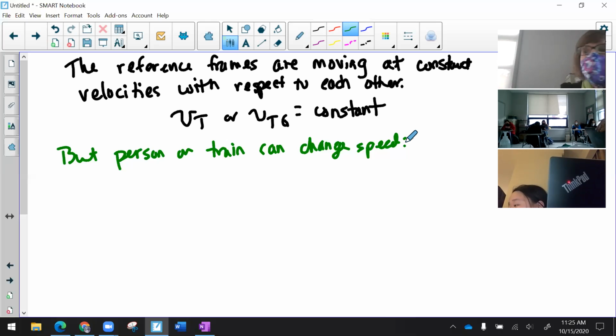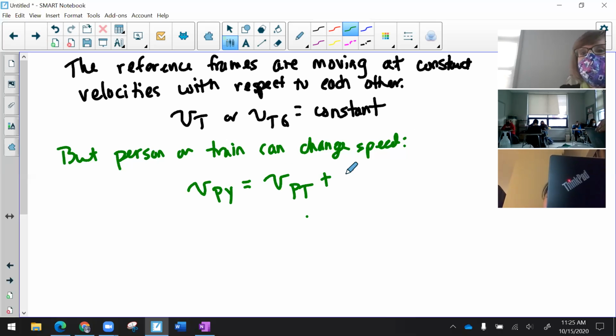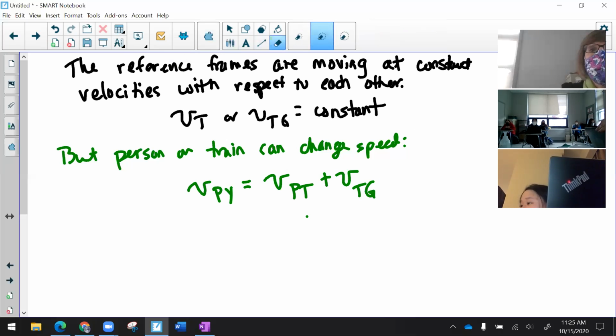So I'm just going to go back to the equation I had, which says the velocity of the person with respect to you is equal to the velocity of the person with respect to the train plus the velocity of the train with respect to the, actually, I'm not going to say ground, I'm going to say you.